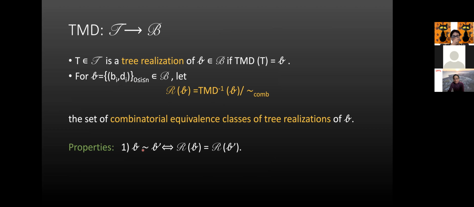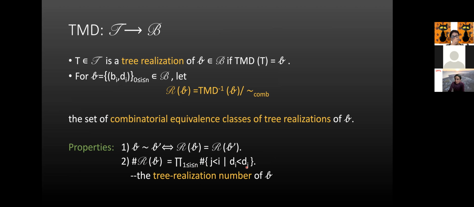And it turns out that two barcodes are permutation equivalent, so they have the same associated permutation, if and only if the associated sets of combinatorial equivalence classes of tree realizations are the same. This is actually not difficult to prove at all. And then we have a very explicit formula for the number of tree realizations of a particular barcode: it's just a product for i between 1 and n of the number of j less than i such that d_i is less than d_j. So the number of switches, the transpositions, happening in the permutation of the barcode. This is what we call the tree realization number of a barcode.